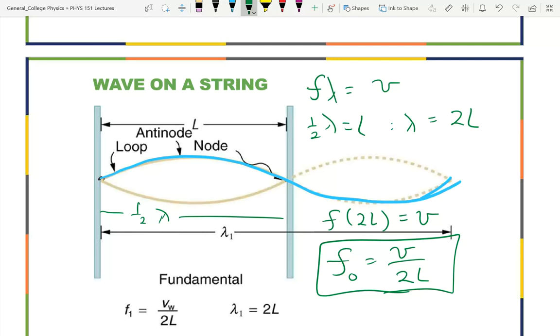So if I increase the tension, I'm going to increase the wave speed. Tighten it, the pitch goes up. Pitch goes up because by tightening it, I raise the wave speed.